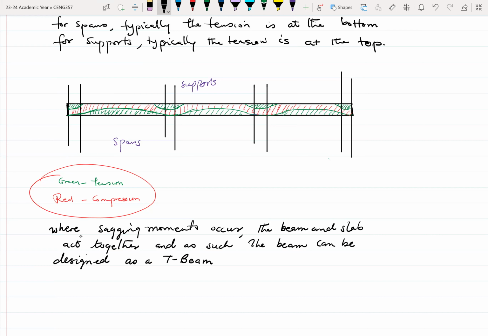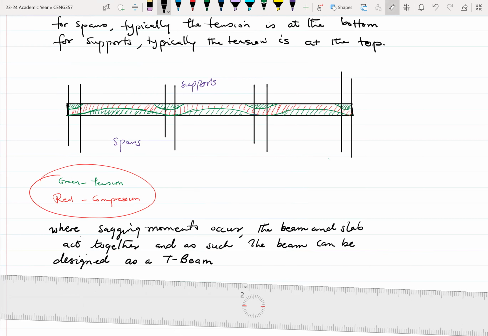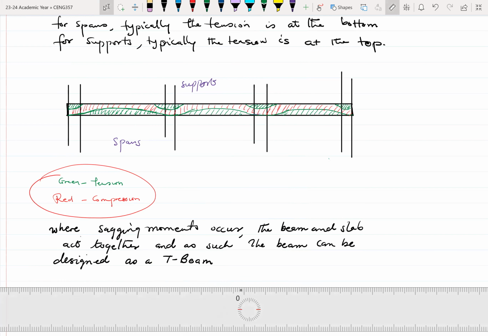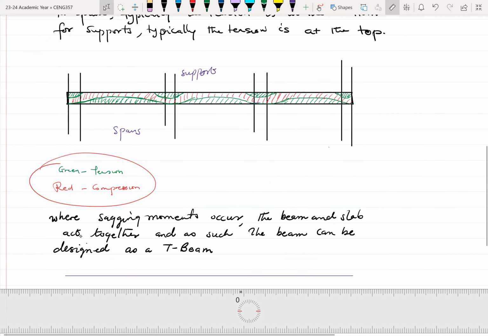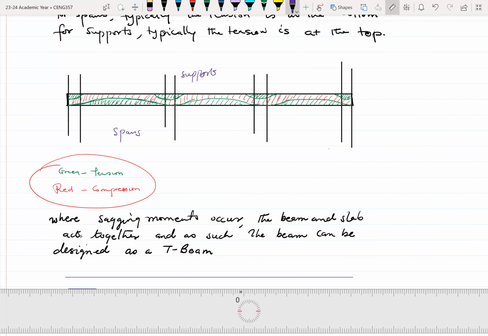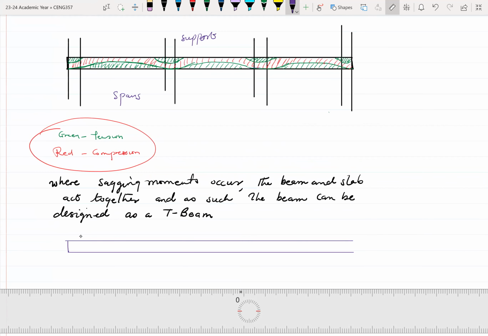So again, if you have, let's say that you have, let me just draw it in a different color. So let's look at this. So this here is the slab. It is a slab. And then we can have the beams.